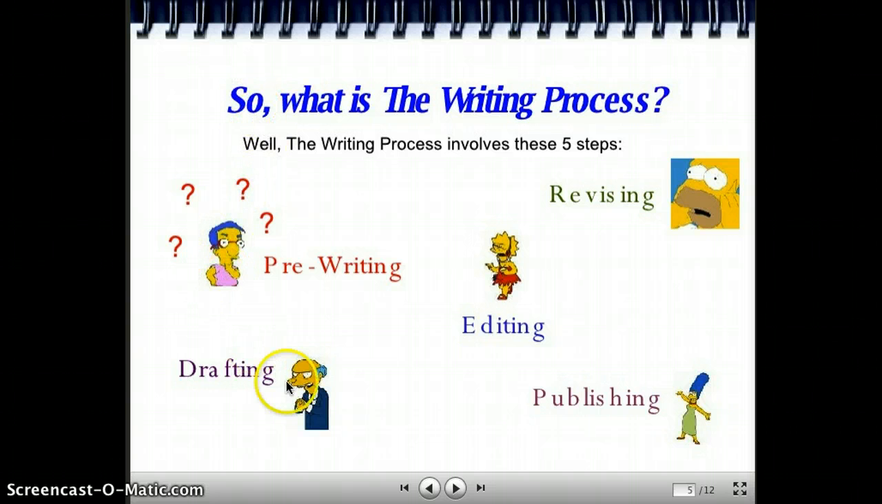Here again we see more images, erroneous images, and we have the steps of the writing process, and it's explained somewhat, saying that it involves these 5 steps. The steps are not in order, so it makes it difficult to know what comes first, and the images don't relate to the text at all. If I look here at Homer's picture, it looks like revising is a very daunting task.